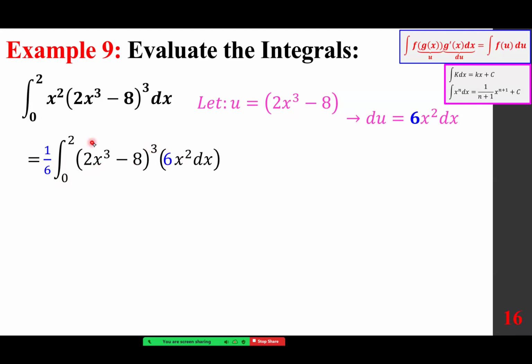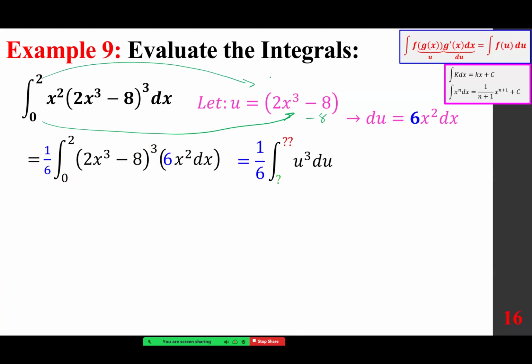I'm not going to write the limits yet because I can't write the original limits 0 and 2. So what are the new limits? You plug in 0 here. I hope you see, if you plug in 0, you just get minus 8, because it's 0 minus 8. If you plug in 2, you get 2 times 2 cubed minus 8. 2 cubed is 8, times 2 is 16, minus 8 is 8. So it's going to go from negative 8 to positive 8.